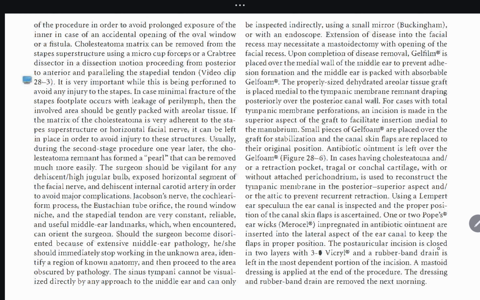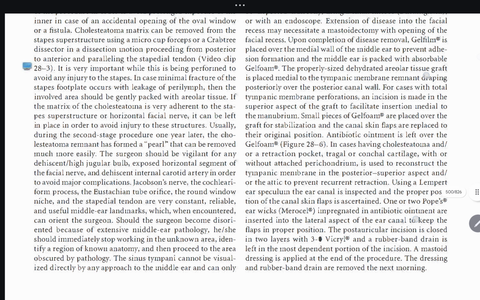The post-auricular incision is closed in two layers with 3-0 Vicryl, and a rubber band drain is left in the most dependent portion of the incision. A mastoid dressing is applied at the end of the procedure. The dressing and rubber band drain are removed the next morning.